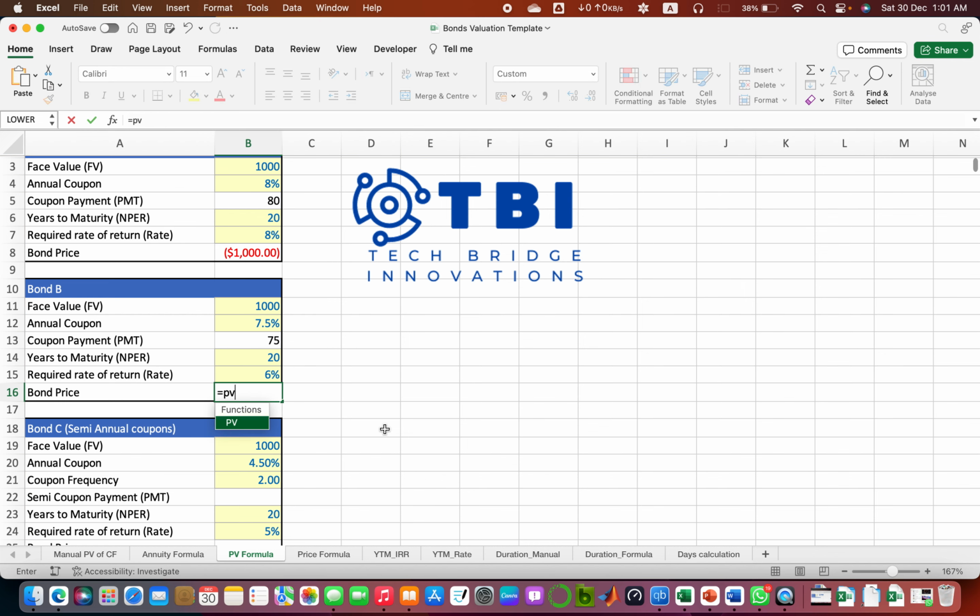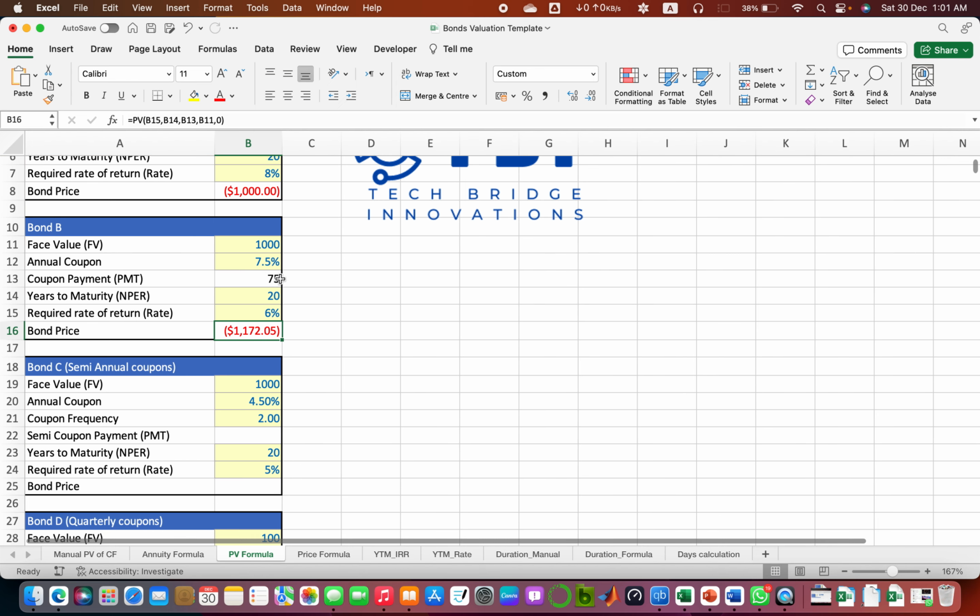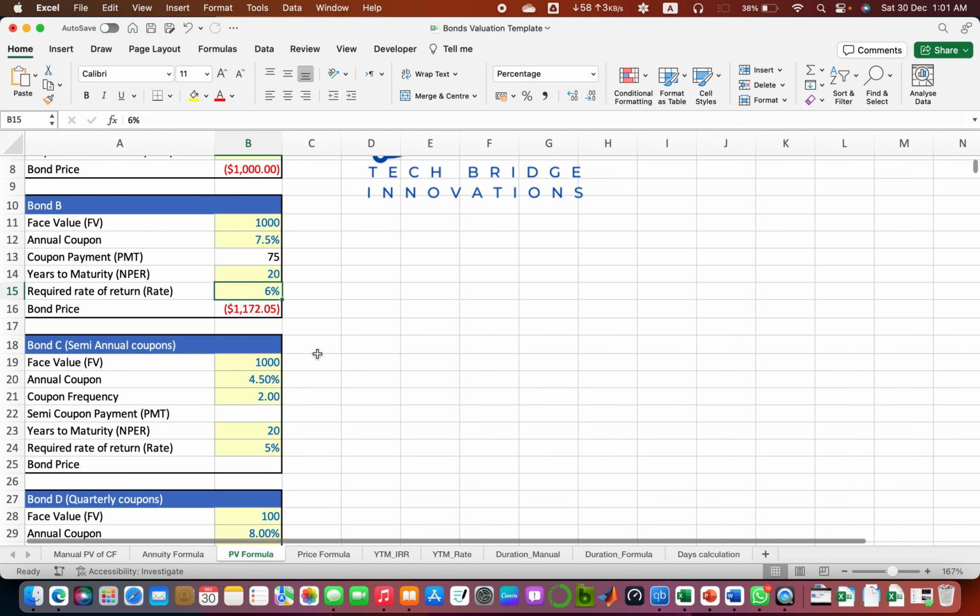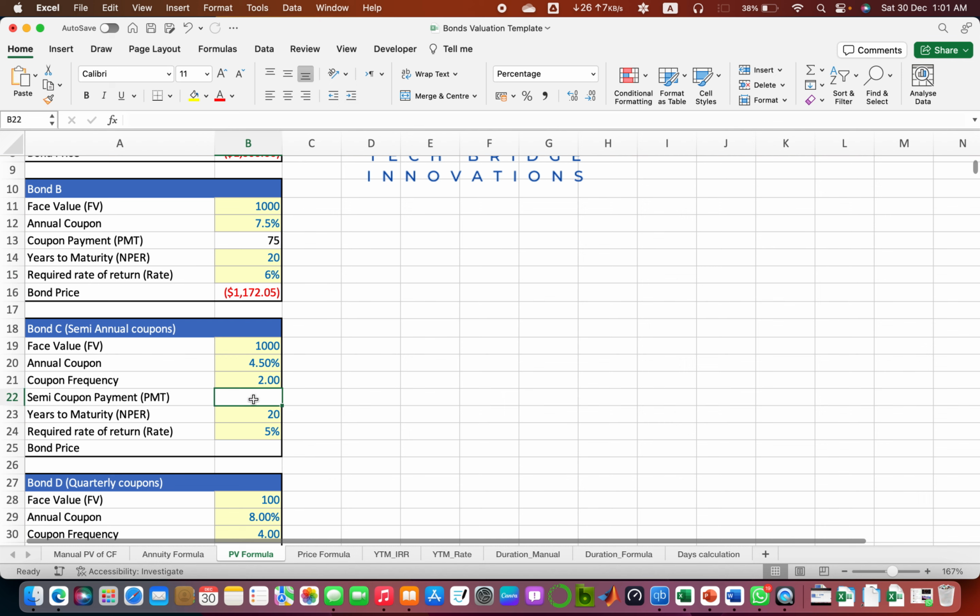So we will use the PV formula and the discounting rate is 6%. Number of periods is 20. PMT means payment, the recurring payment is this, and in future you are getting 1000 as maturity, and 0. So this is the price of the bond that has annual coupon 7.5% and required rate of return 6%.